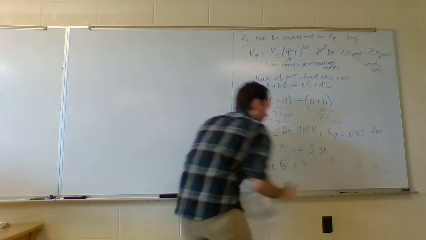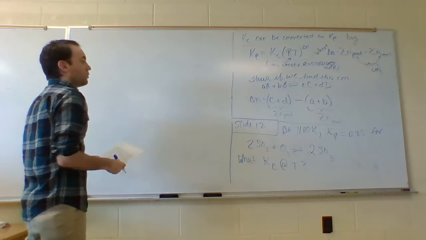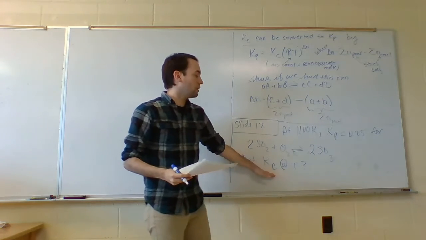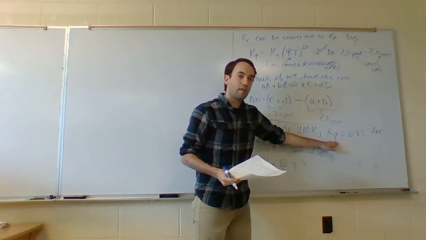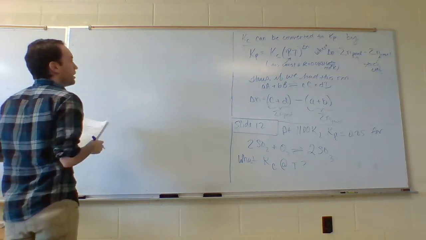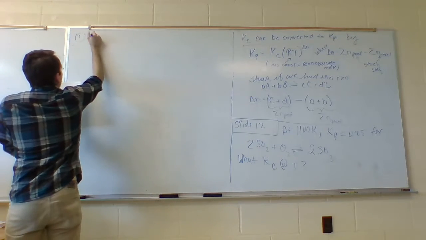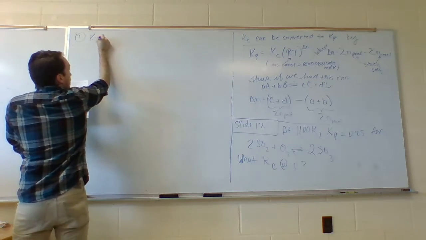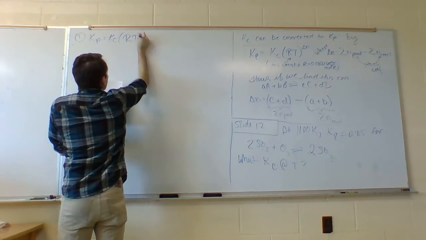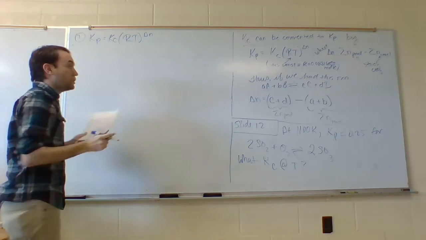at that temperature. So our first step when we have any problem like this, if it's asking us to convert to Kc and we have Kp or vice versa, is we're always going to write down our Kp-Kc equation. So the first thing that we do is we write down Kp is equal to Kc times the quantity RT to the delta N. Now, what do we know?